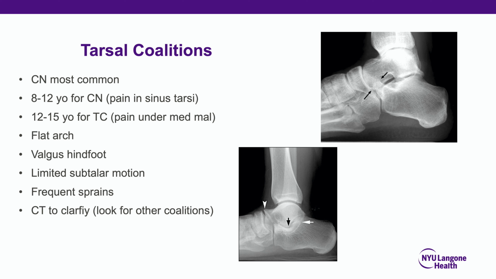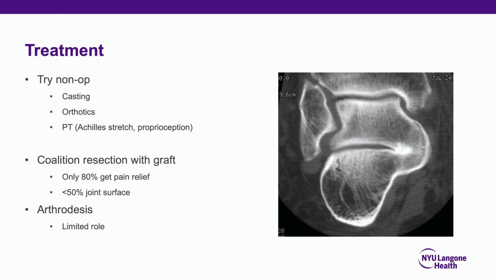You want to get a CT to clarify, and also to look for other coalitions, which can be quite common. You always want to try non-operative intervention first, which includes 3 to 4 weeks of casting, as well as UCBL orthotics, and occasionally physical therapy for Achilles stretching and proprioceptive training. If children continue to be symptomatic, then you could go forward with a coalition resection with interposition grafting.